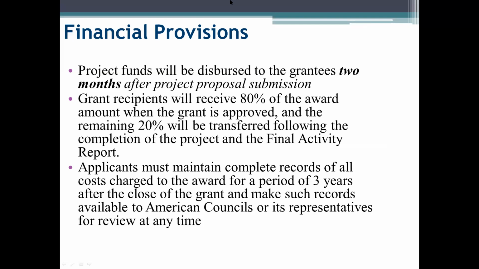When the project has been officially approved and you are sent the funds, you will receive 80% of the award amount when the grant is approved. And it does take a check about 2 weeks to be prepared for you. And then the remaining 20% after your project is complete and all final reports have been turned in. Applicants must maintain complete records of all costs charged to the award for a period of 3 years after the close of the grant. And if you need to, make sure that you can provide these records to American Councils or its representatives for review at any time.